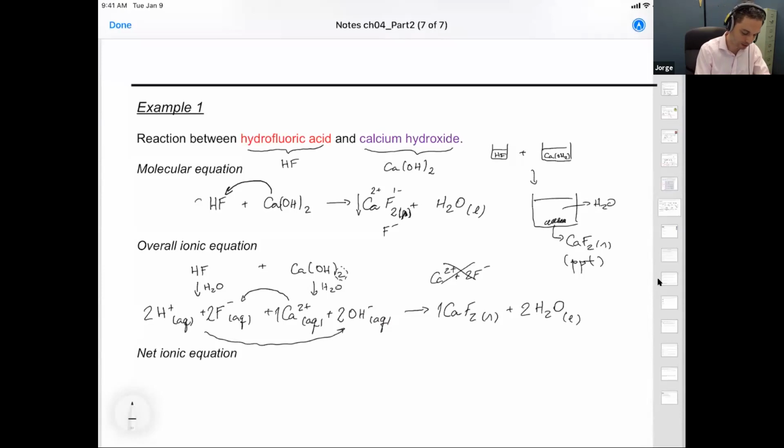And obviously, the molecular equation here is not balanced. So let's balance this. And 2, 2, 1, and 1 here as well. Okay, so now let's take a look at the net ionic equation. For the net ionic equation, the trick is to first write the overall ionic equation. So let's repeat what we have here.